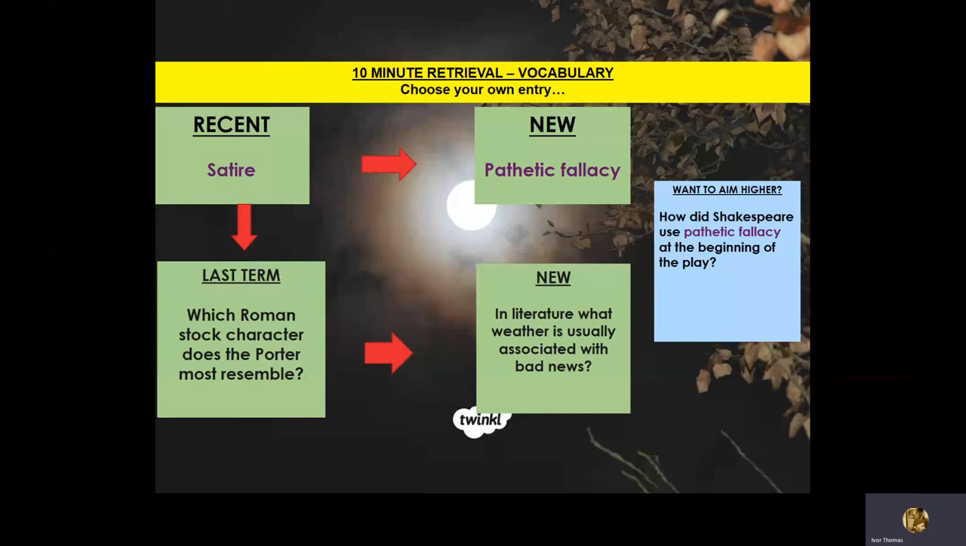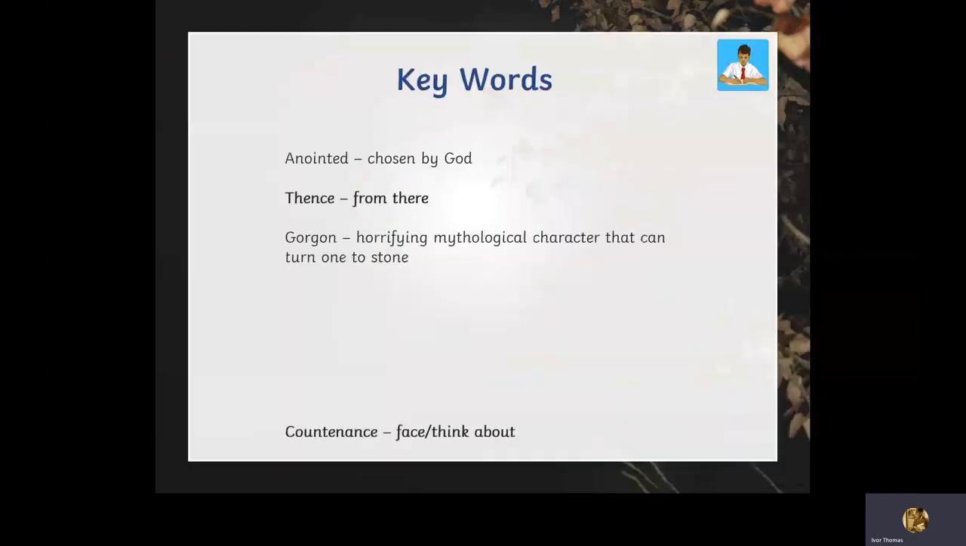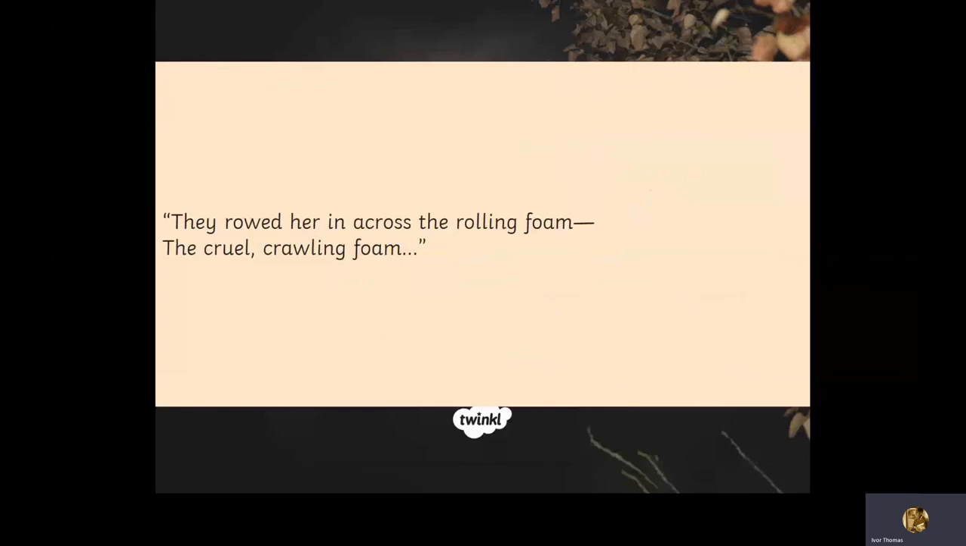Today you need to know what pathetic fallacy is. If you don't know already, it's the literary technique of using the weather to reflect the emotional tone of the scene. Pathetic fallacy, what a bizarre expression. Well, there was a lecturer at Oxford called Ruskin, and he suggested that some poets were being pathetic, actually. They were showing emotional falseness when they were giving feelings to things that don't usually have feelings. For instance, he took this extract: "They rowed her in across the rolling foam, the cruel, crawling foam."